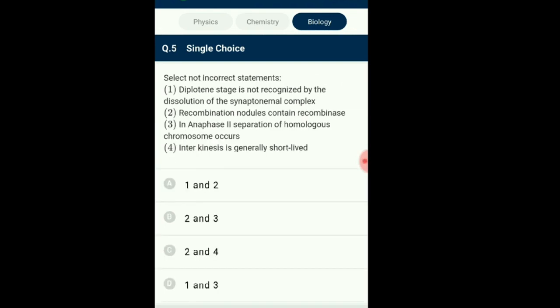Question number 5. Select not incorrect statements. In the diplotene stage, the synaptonemal complex starts disintegrating and the chromosomes of a pair start separating. Recombinase enzyme is present in the recombination nodule which helps in recombination. In anaphase 2, the centromere splits and chromatids start separating, and interkinesis is generally short-lived. So the answer is option D. From the given 4 statements, statements 1 and 3 are not incorrect statements.